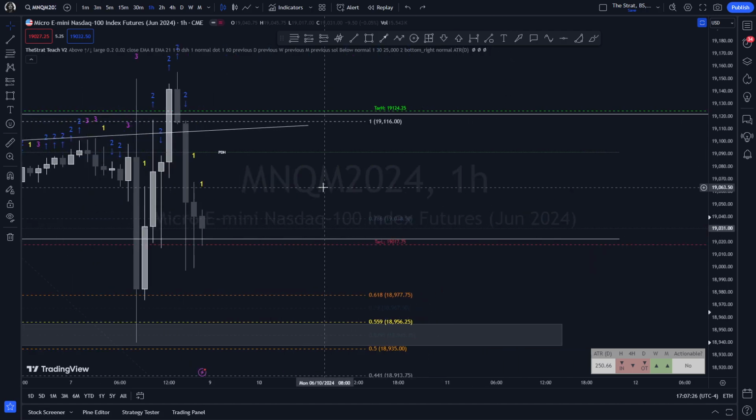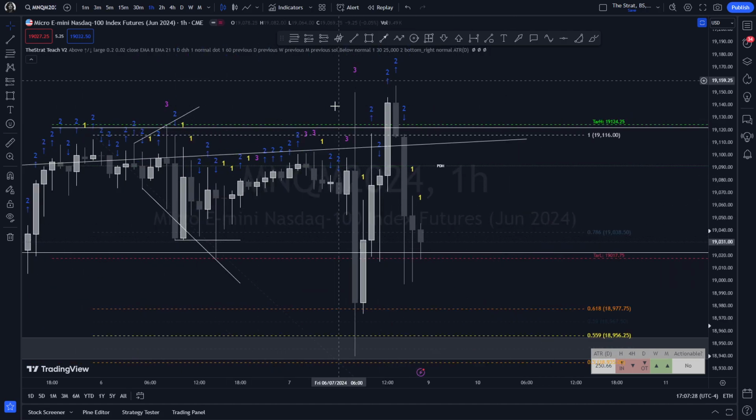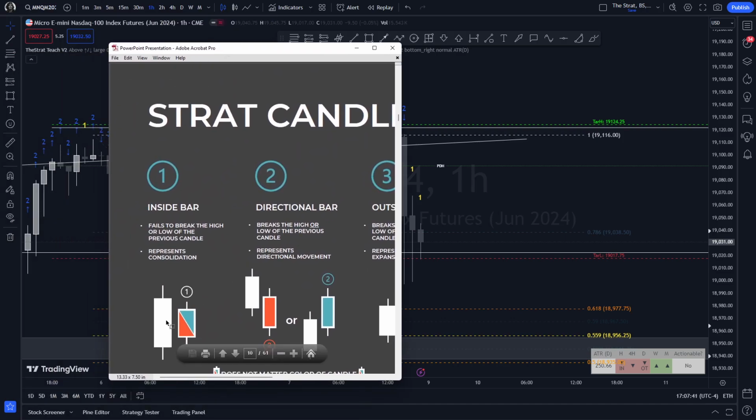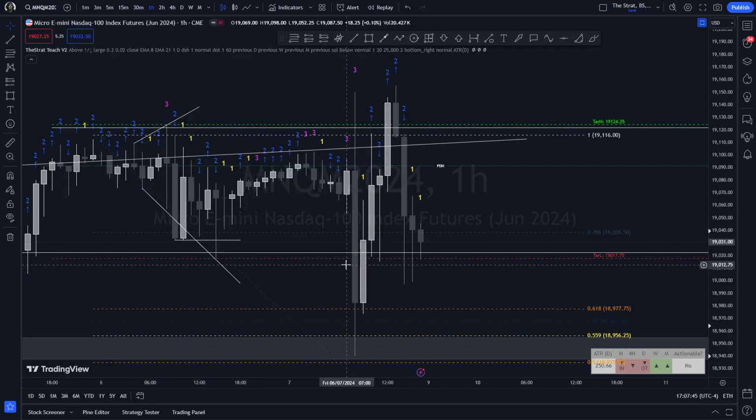Looking at it this way, this is what's called a 3-2-2 reversal. So we have a three and then an inside, actually 3-1-2. We have an inside bar, which is the one, which is what this is right here. It's inside of this candle, and then we have a two. If you're trading strictly off of the strat, your trigger could be here, and then your target could be here.